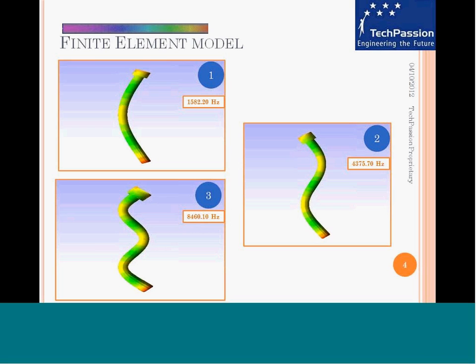This shows the results from the finite element analysis that is performed on the M10 steel bolt. You can think of it as a simple cantilever beam, nothing more complex than that. So if you look at it as a beam, the first three modes are fairly straightforward, and those shapes are what we are looking at in this slide. The first mode comes at 1582 Hz, second mode at 4375 Hz, and third mode at 8460 Hz.